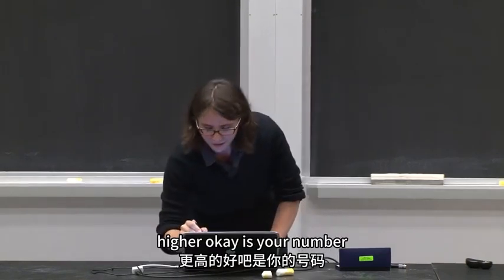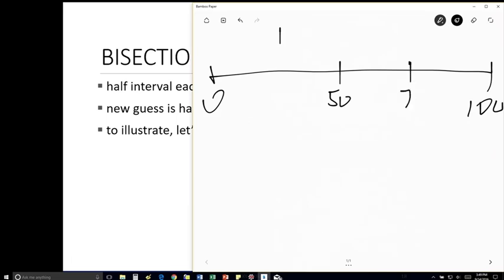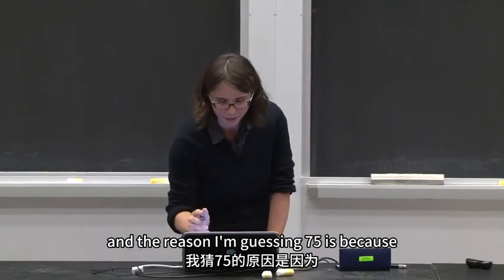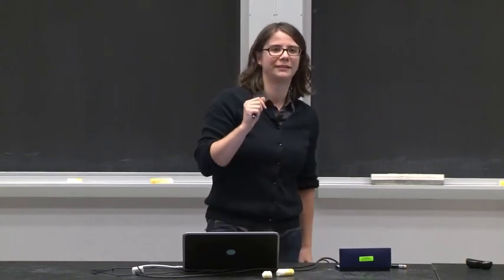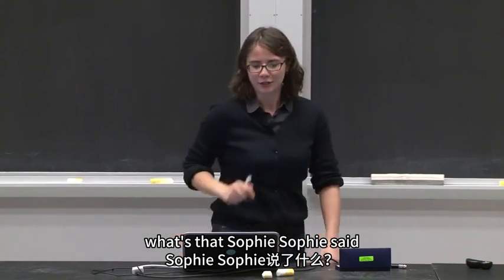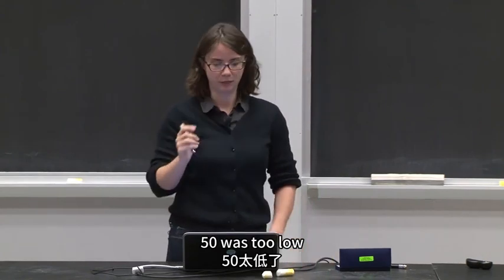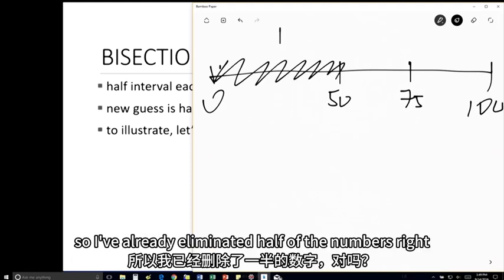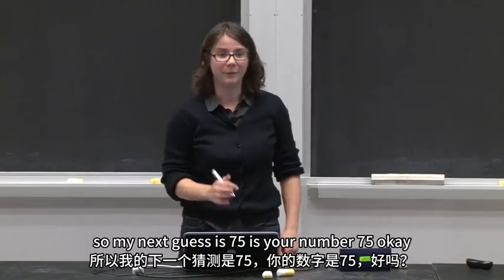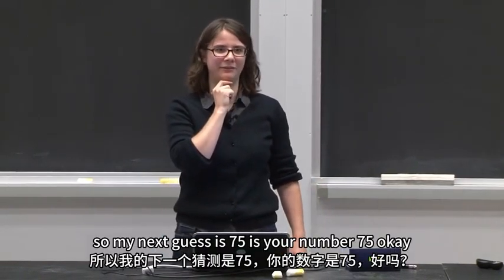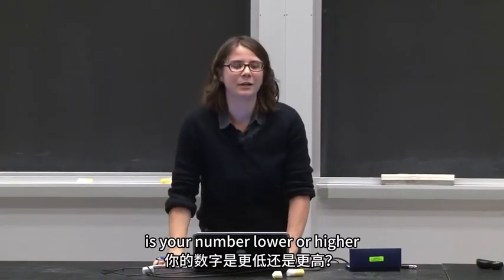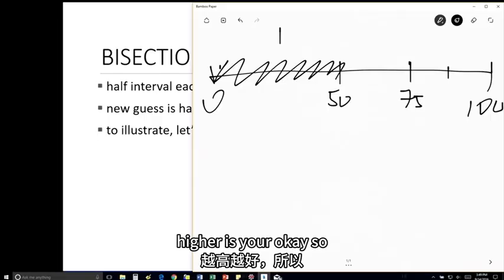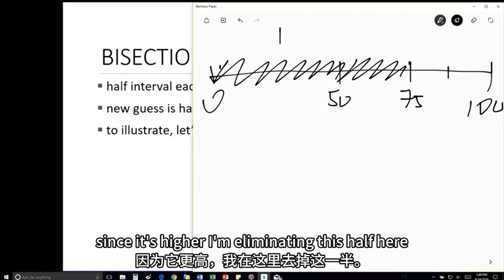Higher, okay. My next guess is going to be 75. The reason I'm guessing 75 is because, what's your name? Sophie. Sophie said 50 was too low, so I immediately know that it cannot be any less than 50. I've already eliminated half of the numbers, right? So my next guess is 75. Is your number 75? Lower or higher? Higher. Since it's higher, I'm eliminating this half here.